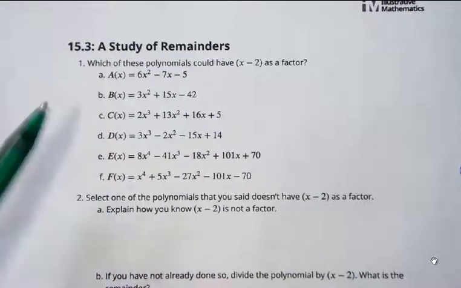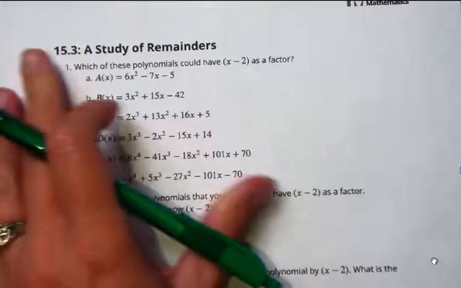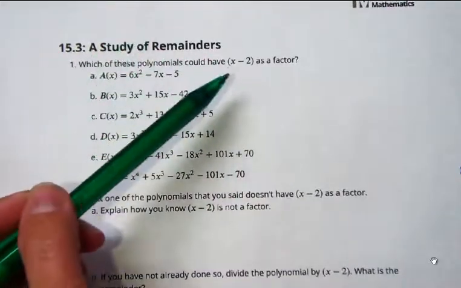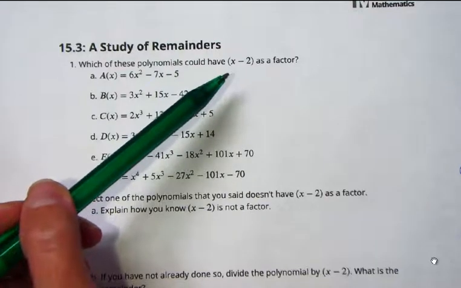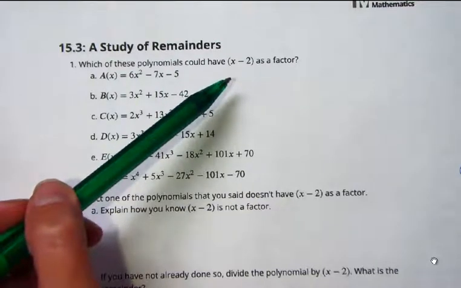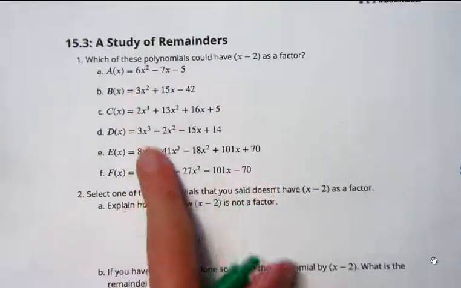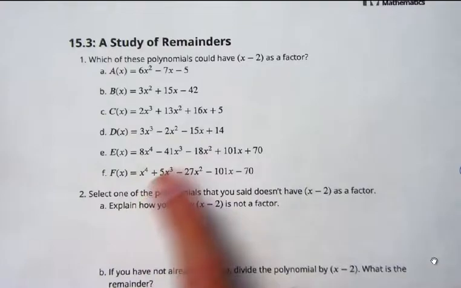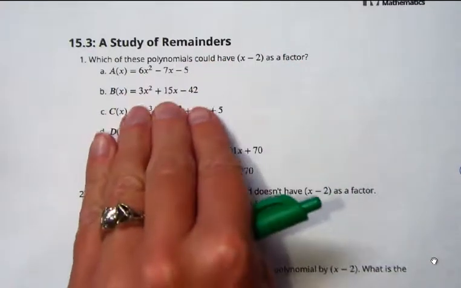Alrighty, here's the second half of Unit 2, Lesson 15, where we're looking at a study of remainders. We just learned that when we do polynomial division, sometimes it'll divide evenly and sometimes it won't, and we'll have a remainder. So we get this question, where it gives us all of these polynomials and wants to know, is x minus 2 a factor of each one?